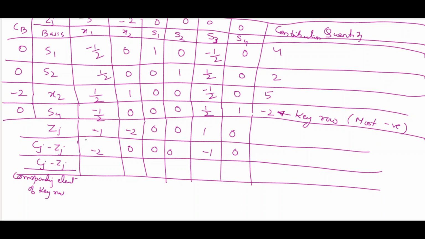So here it will be minus 2 divided by minus 1 by 2. So you will get 4. Similarly, you will get 0, 0, 0, minus 2 and 0. So which one is the key column? Which is the smallest positive value? There is only one positive value, that is your 4. So it is your key column. Key column is the smallest positive value.